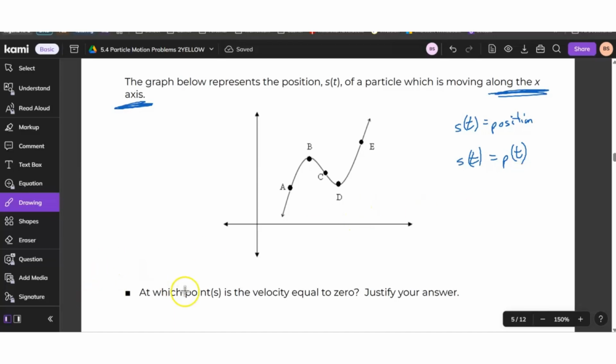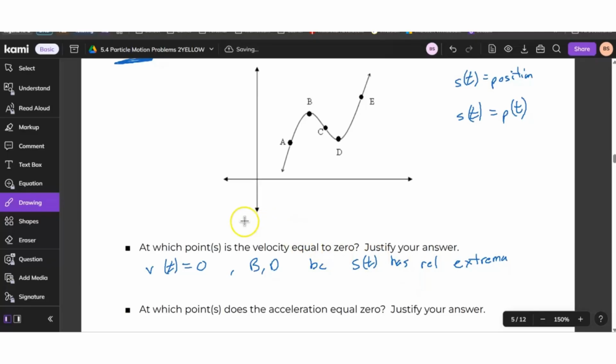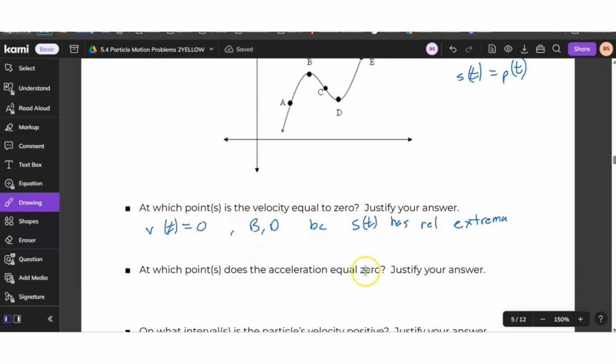Alrighty. At which point is the velocity equal to 0? Well, this is when we have a max or a min, right? So it's going to happen at B and D. And this is because S of t has relative extrema. At which point is the acceleration equal to 0? I think it's just 1.